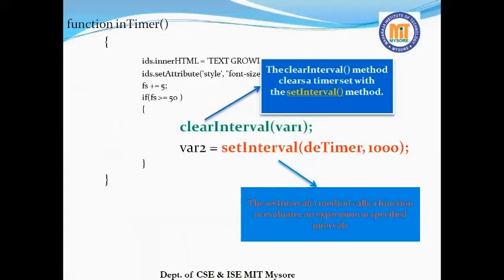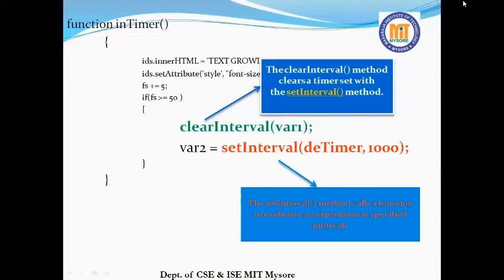Next, I need to set the timer in order to decrement, or in order to shrink the text, by setting setInterval of dtimer, comma 100. Here I'm calling the function dtimer, comma 1000. Once I call this function dtimer, it starts decrementing the size of the text, that is, the text gets shrunk.